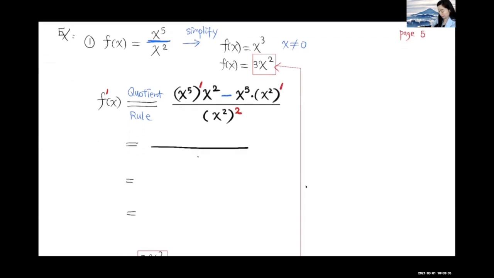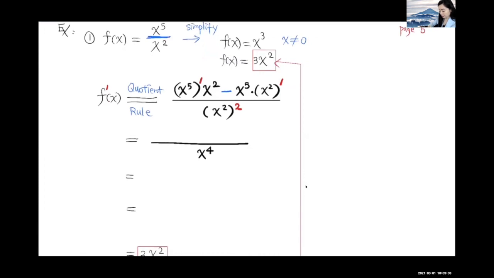Now this is x to the 4 power in the denominator. The derivative of x to the 5th power is 5x to the 4. Now times x squared. This is x to the 5th times what? Now you guys can answer along the way if you feel comfortable. Times the derivative of x squared, it is 2x.